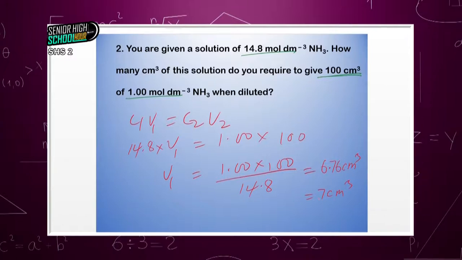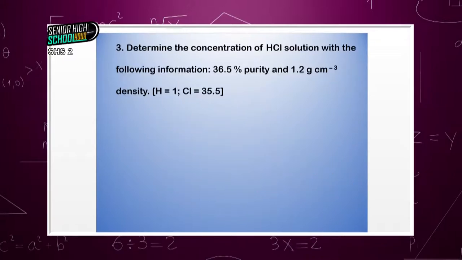Are we okay? Yes. So it's as simple. Can we do more? Yes, let's do more. Determine the concentration of HCl solution with the following information: 36.5% purity and 1.2 grams per cm cubed density. So from here we have HCl stock solution.